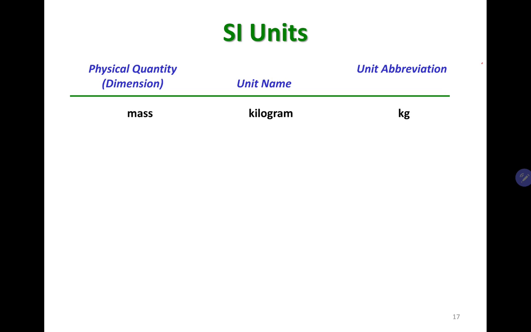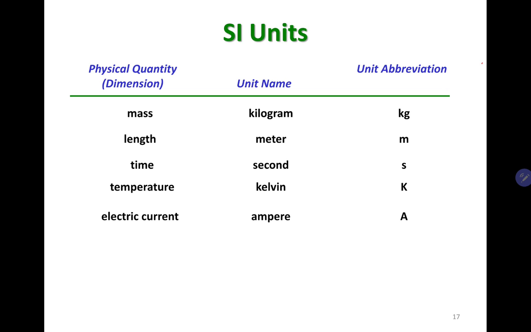If you are measuring a physical quantity such as length, the SI unit that we use is called meter, and the abbreviation for meter is lowercase m. If you are measuring time, of course you already know that the unit name is seconds. Temperature is measured in Kelvin. This is a drastically different measurement compared to Fahrenheit that we use to measure temperature in the US. To measure electric current we use ampere, and the unit abbreviation is uppercase A.